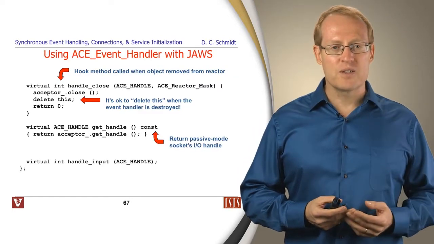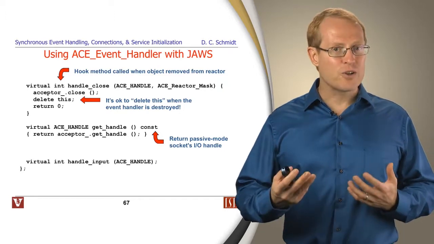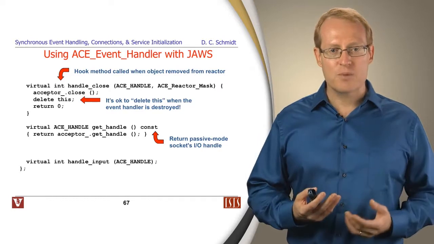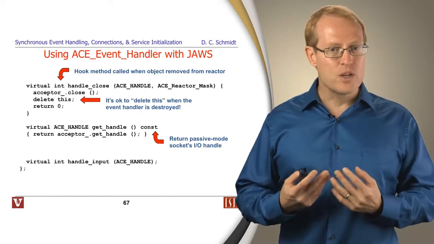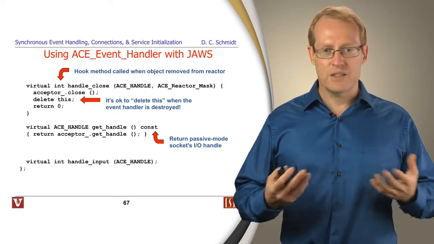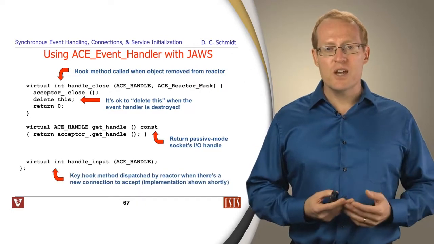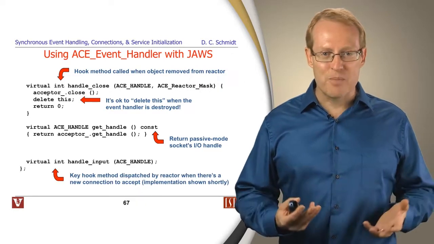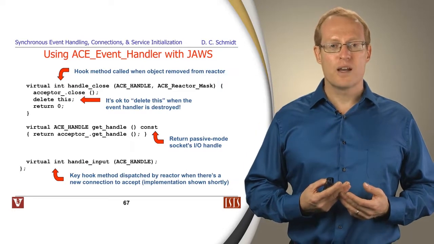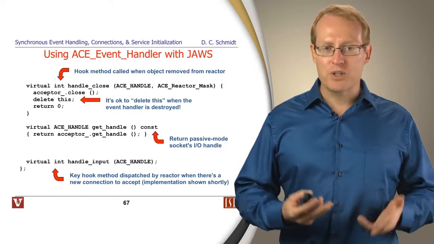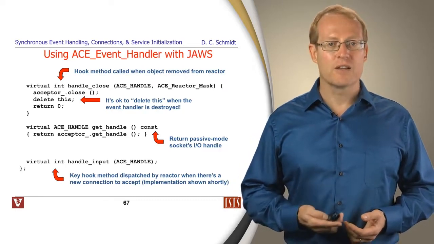There's also a method called getHandle, and the reactor uses this to do a little bit of double dispatching with the acceptor to get the handle it's going to use to listen on by its synchronous I/O multiplexer. The most interesting method here is the handle input method. This is what gets called back by the reactor automatically when a connection shows up. We'll talk about this method in a second after we talk about the HTTP event handler.